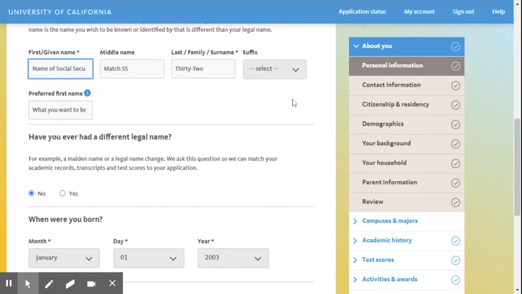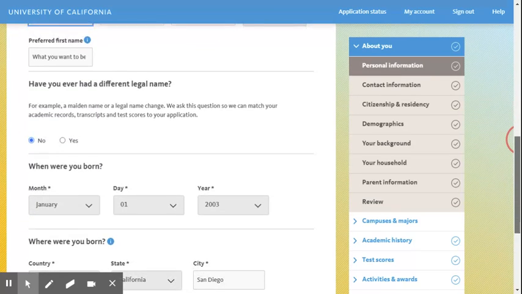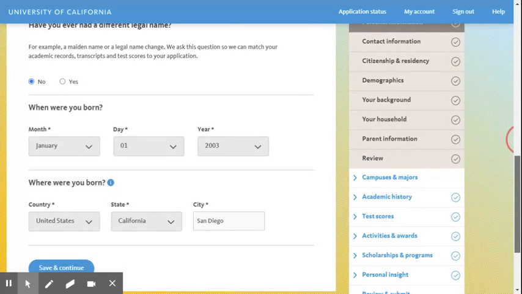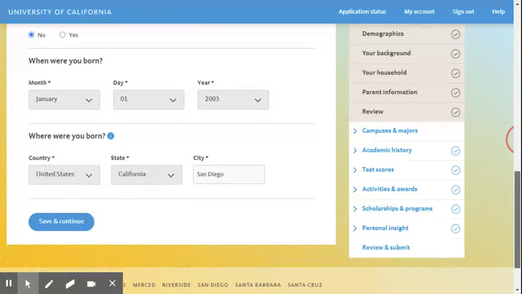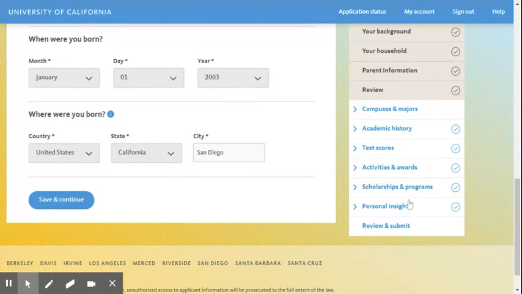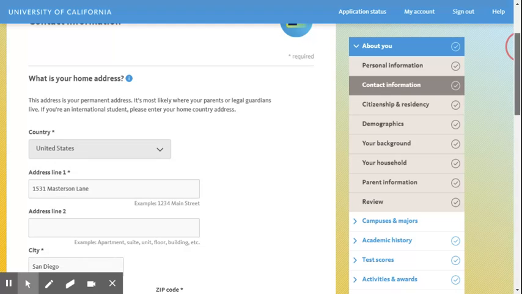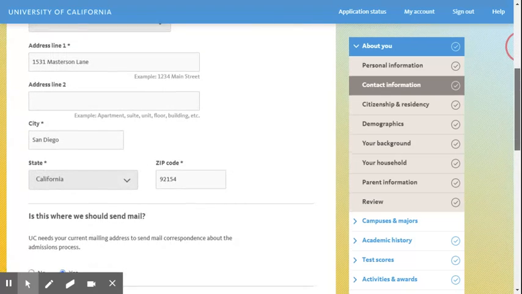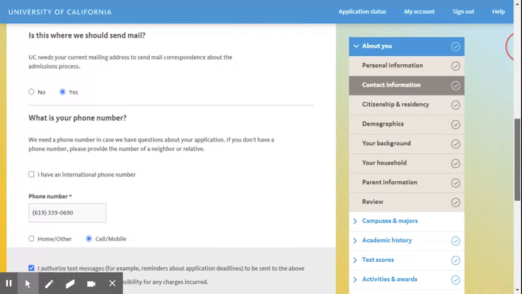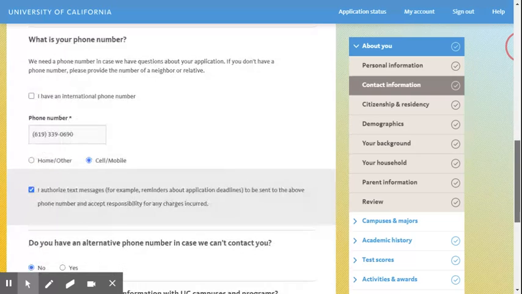If you want to be called a different name, make sure that you do the preferred first name so that when you get correspondence from the University of California, it'll be in your preferred name. And then when you're born, where you're born, make sure you put all that information in and that it matches. And then contact information about where you live. And then your phone number.